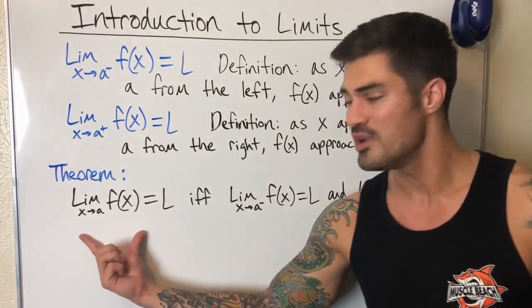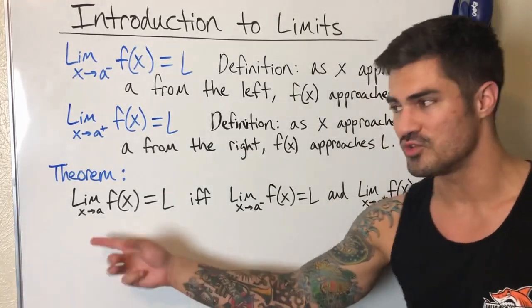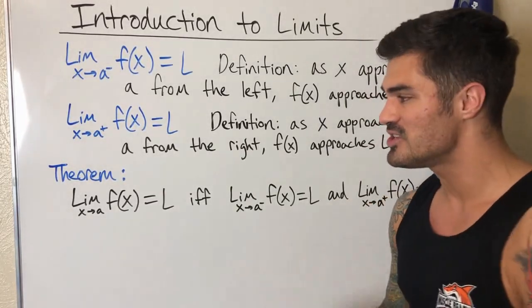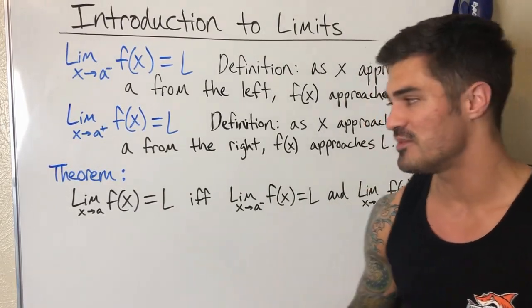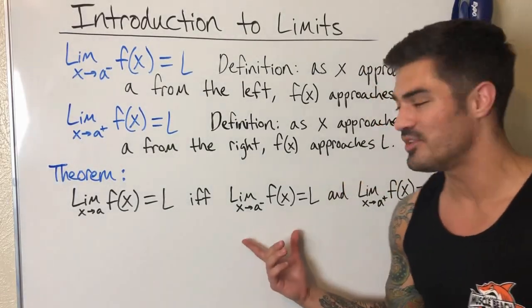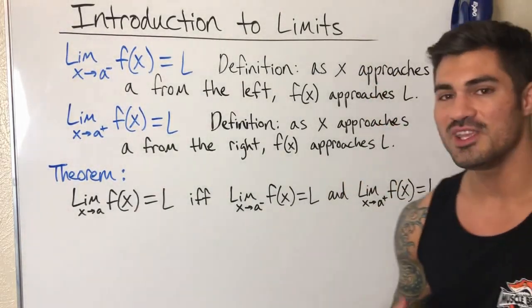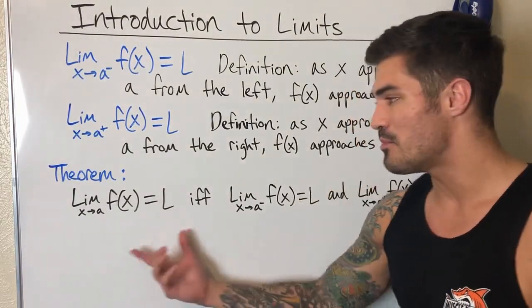So this if and only if means that this goes both ways. So if this is true, then both of these are true. And if both of these are true, then this is true. So they both imply each other. And this is really important to understand, and it's really useful. And how we use it a lot of times is we use it to show that a limit doesn't exist, because we show that the left-hand limit and the right-hand limit don't equal each other. And if we can show that, then we can show that therefore the limit doesn't exist based on this theorem.